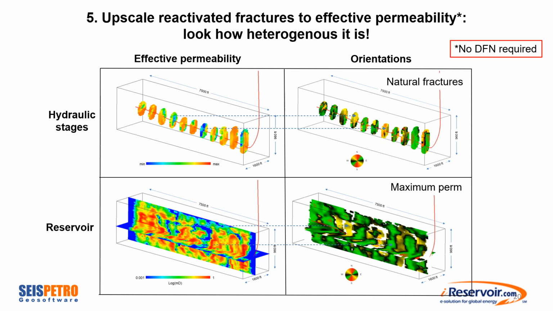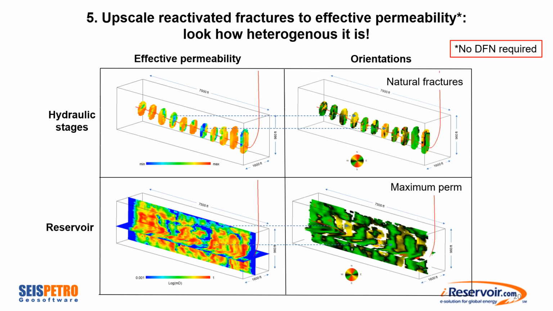Finally, once we have a volume of reactivated and closed fractures, we arrive at the estimation of effective permeability. And for that, we are going to use the ODD upscaling equation. This column here at the left shows the effective permeability of reactivated fractures inside the hydraulic fractures and in the estimated reservoir volume outside the hydraulic fractures. As you can see, they are very heterogeneous.